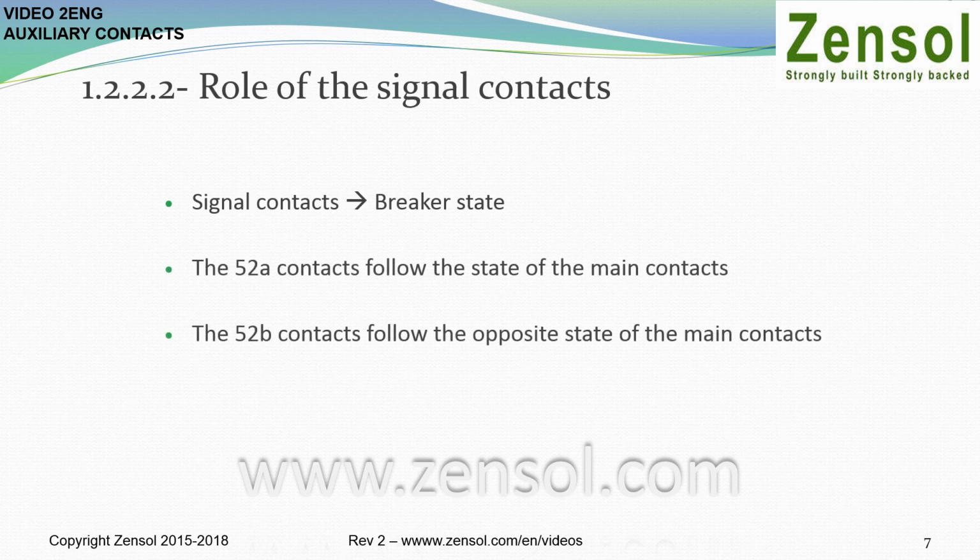The second type of auxiliary contacts are signal contacts, commonly known as 52A and 52B. They allow us to know the state of the breaker. The 52A contacts follow the state of the main contacts. They are open when the breaker is open and closed when it is closed. The 52B contacts have the reverse state of the 52A contacts. They are required to command or interlock closing or opening operations. Indeed, they are a part of a signal contact block linked to the breaker's command mechanism and are operated at the same time as the breaker.